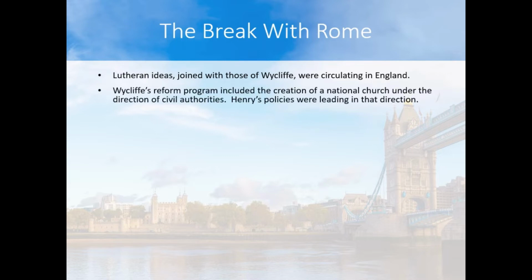Wycliffe's reform program included the creation of a national church under the direction of civil authorities. Henry's policies were leading in that direction, so that made these Protestant leaders happy. They wanted to go along with what Wycliffe believed, and Wycliffe thought that there should be a national church. Well, everything that is going on with Henry is putting that church more and more into the hands of civil authorities under the leadership of the king, because the king needs it to do what he says it should do. So even though it's not for the right reason, it still gets you to the point you want to be. So these reformers in England are pretty happy about what's happening right now.